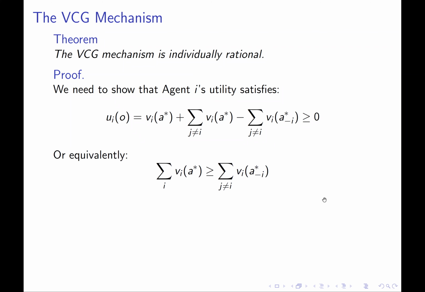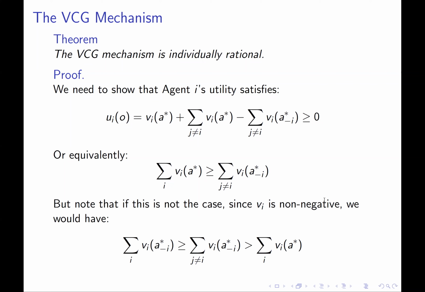And equivalently, just by adding the last term to both sides of this inequality, what we need to show is that if I look at the sum over all of the players of their value for the chosen outcome, this is only larger than the sum over all of the players other than player i of their value for the outcome that would have been chosen had player i not participated. But this is true, right?